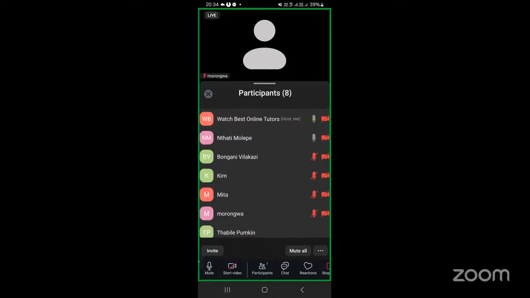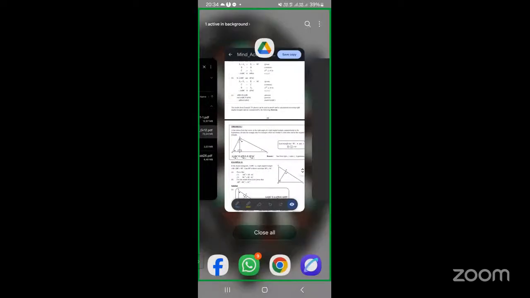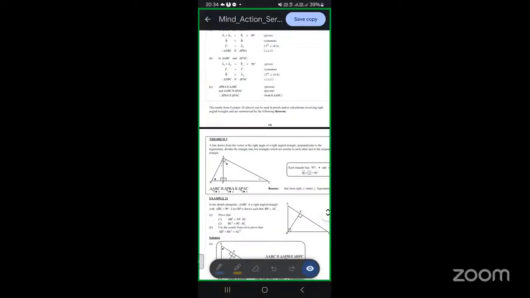All right, thank you. Let me go back to the business. So that's the question. It's requiring us to prove that AB squared is equal to AP times AC. This is the problem I want you guys to give a try. This one. That one right there.